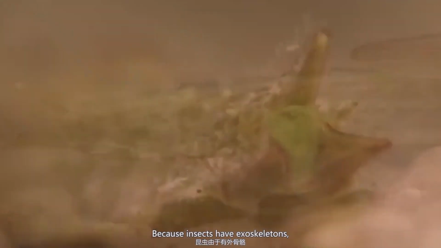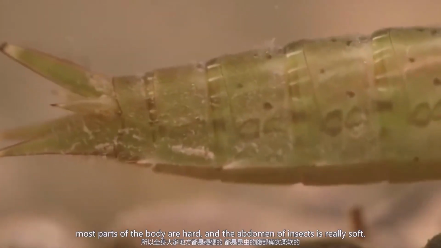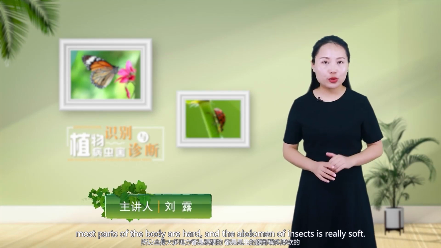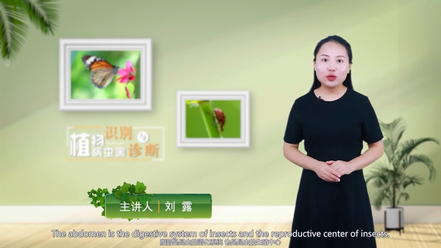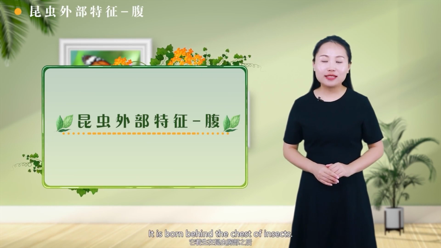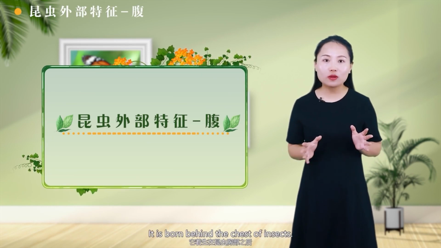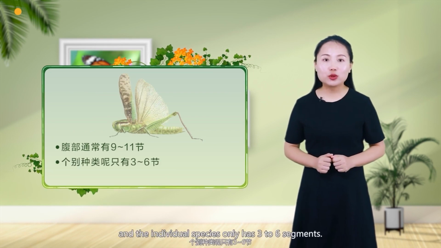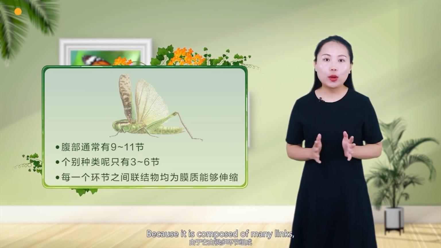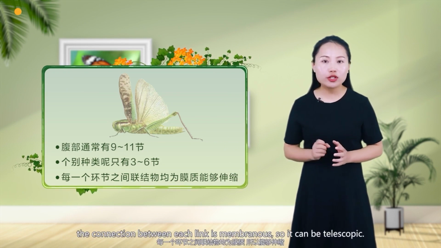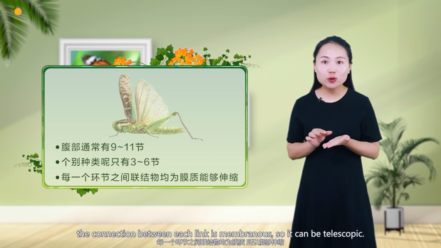Because insects have exoskeletons, most parts of the body are hard, but the abdomen of insects is really soft. The abdomen is the digestive system of insects and the reproductive center of insects. It is located behind the chest of insects. The abdomen usually has 9 to 11 segments, and individual species only have 3 to 6 segments. Because it is composed of many segments, the connection between each segment is membranous, so it can be telescopic.